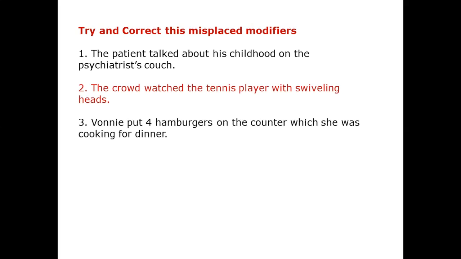Vani put 4 hamburgers on the counter which she was cooking for dinner. The relative clause which she was cooking for dinner comes after the counter, but she wasn't cooking the counter. She was cooking the hamburgers. So Vani put 4 hamburgers which she was cooking for dinner on the counter.